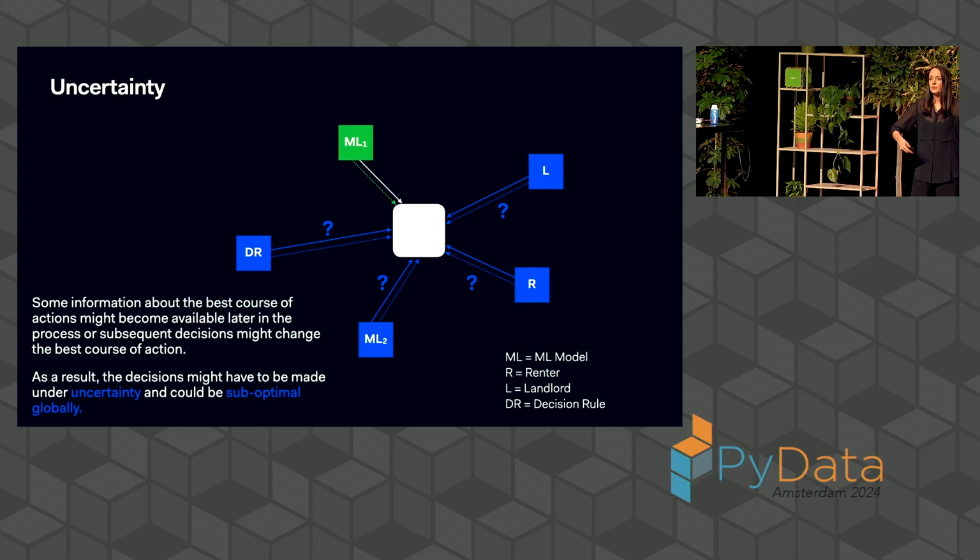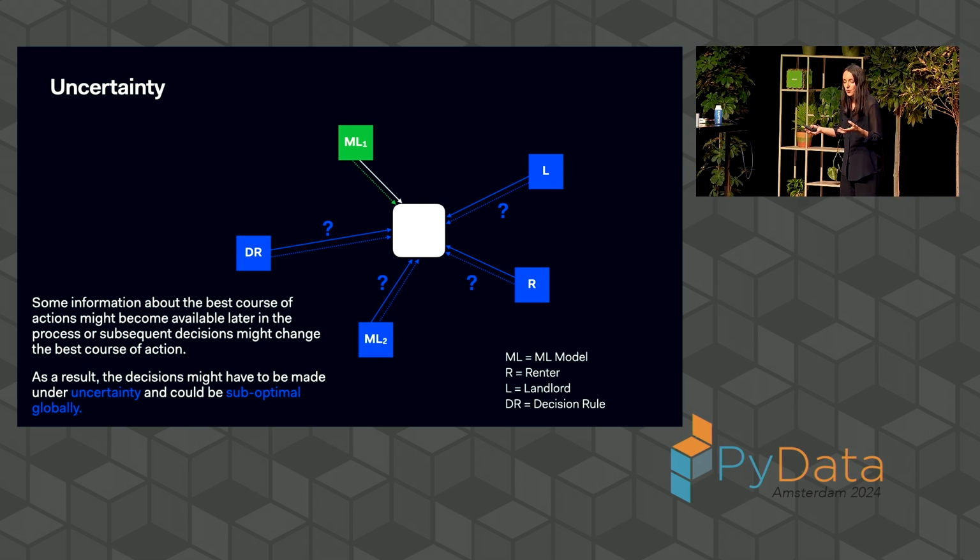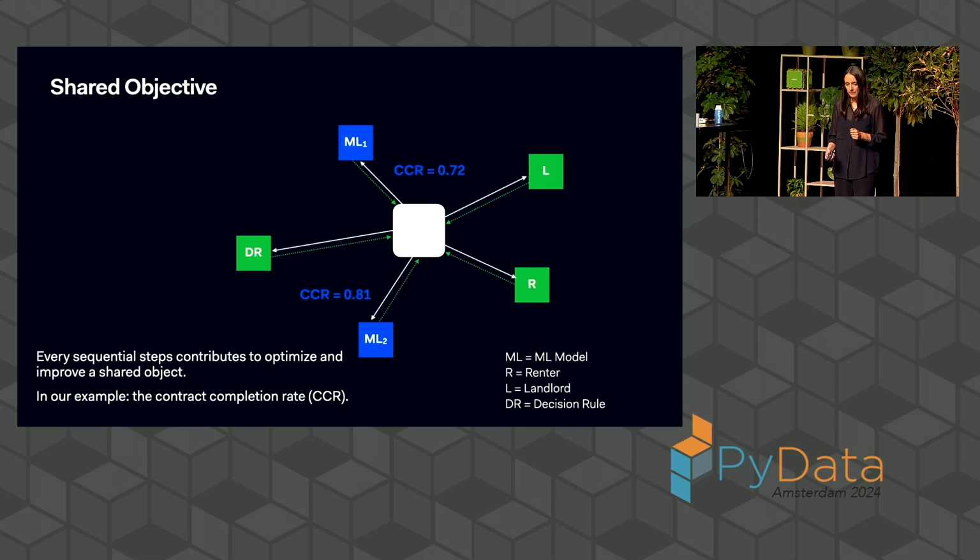And then as a consequence of these sequential decisions that I'm making, there's some uncertainty. What does that mean? That means when I call machine learning model 1 at that point in time, we don't have any information how the other decision components in this complex process will behave. So that means when machine learning model 1 makes its decision, it's possible that this decision turns out to be suboptimal, so not the best decision. And lastly, I think I said this before, in our case here, we also have a shared objective. So the machine learning models in the system are actually contributing to the same higher goal, in this case, the contract completion rate.